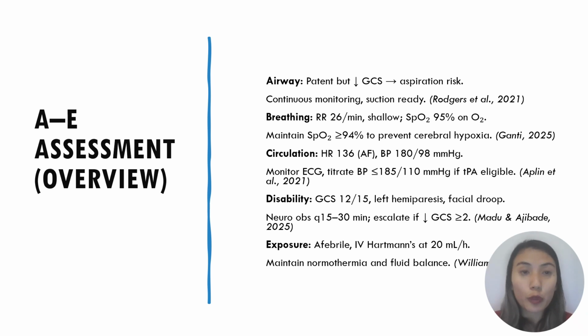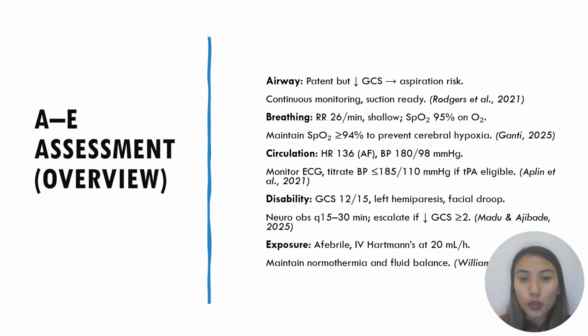Now I'm going to talk about the summary of decision making. The A to E assessment highlights aspiration risk, suboptimal oxygenation, and neurological deficit. Management priorities include maintaining oxygenation, optimizing perfusion, preventing complications, and activating the stroke team. Pathophysiologically, embolic occlusion disrupts cerebral blood flow, creating an ischemic core surrounded by salvageable penumbra. Early intervention aims to preserve brain tissue and prevent secondary injury.